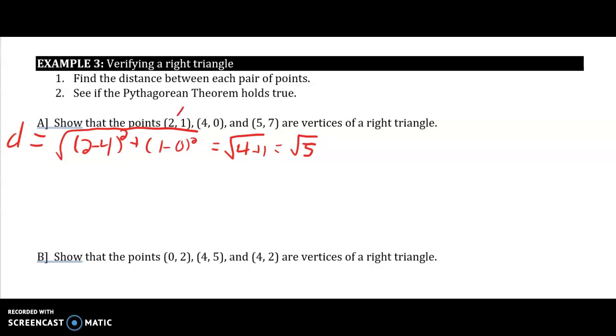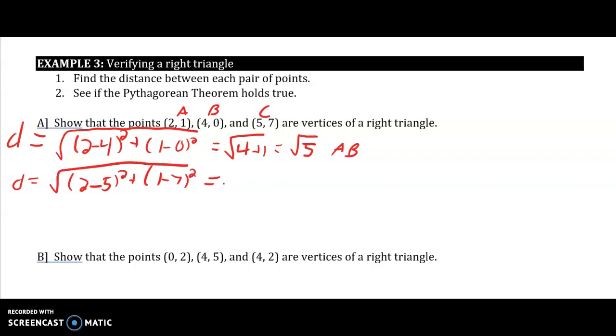I forgot to do this at the beginning. I'm going to label my points A, B, and C. So this is A, B. So now we got to do, might as well go AC. Doesn't matter which order you do them in. So we're going to go 2 minus 5. Square that. Then we're going to do 1 minus 7. We square that.